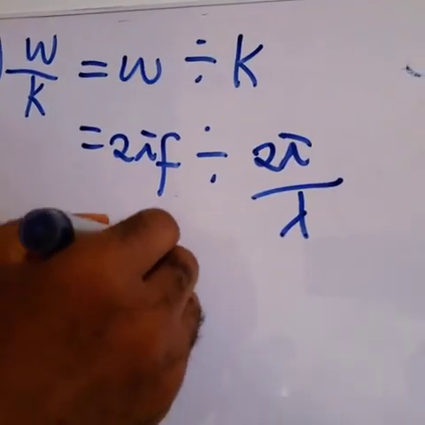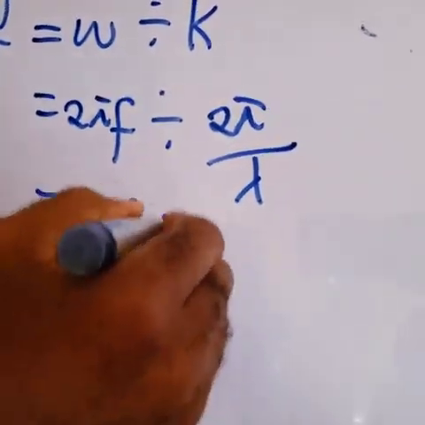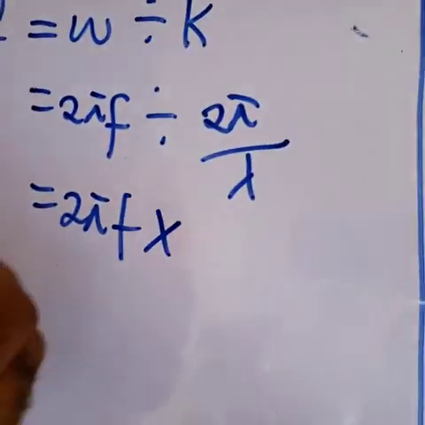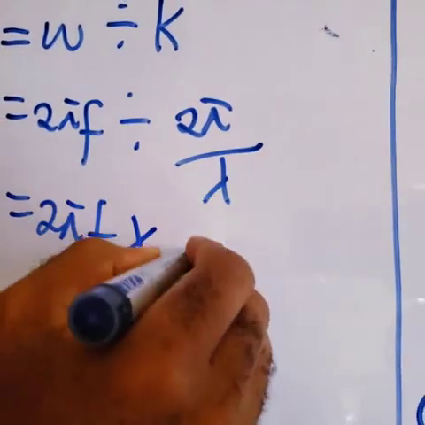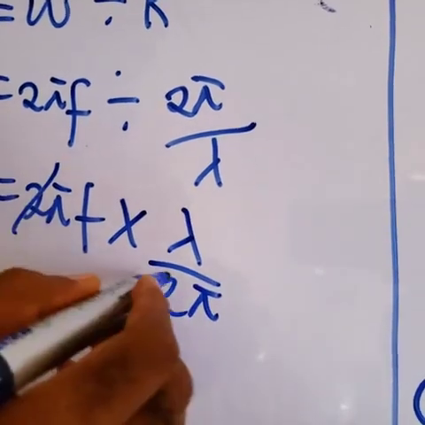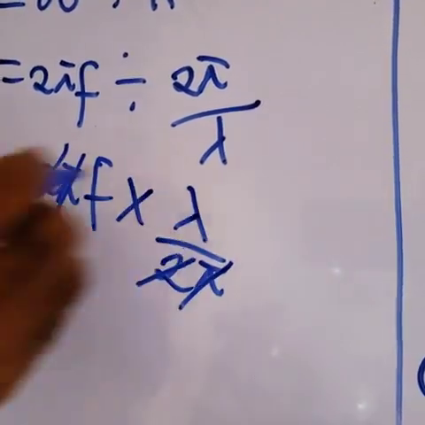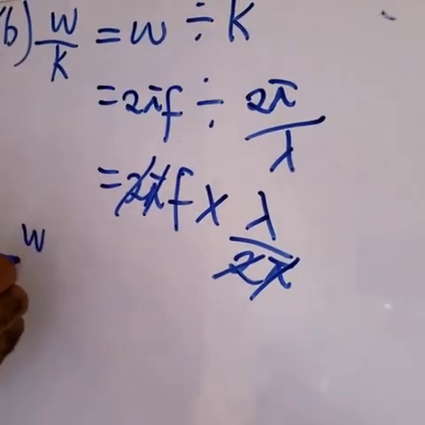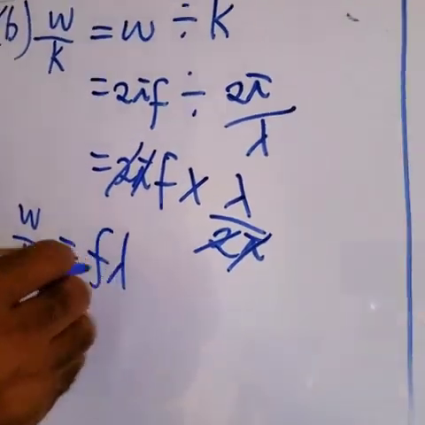Of course, in maths, you have 2 pi f. When you change this division sign to multiplication, you invert the next part of the expression. So rather than 2 pi over lambda, we're going to have lambda over 2 pi. The 2 here cancels, the pi here cancels. We're left with f and lambda. So that means omega over k is frequency times lambda.